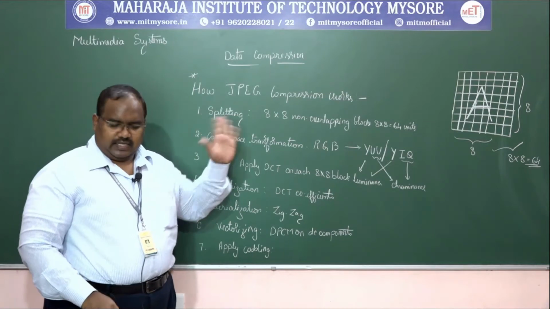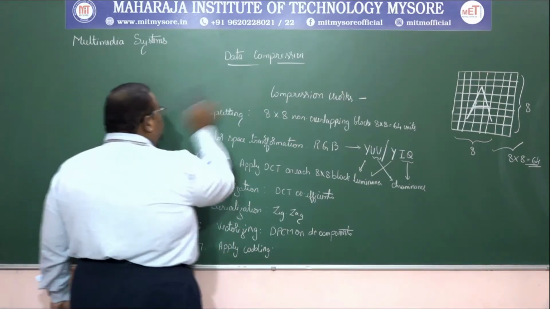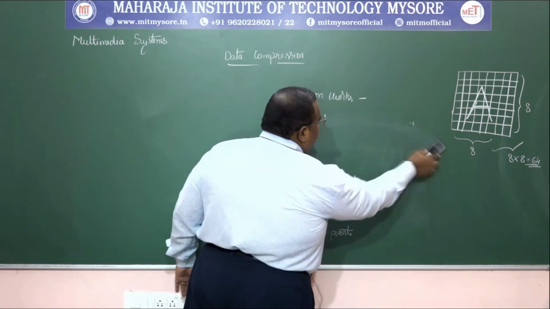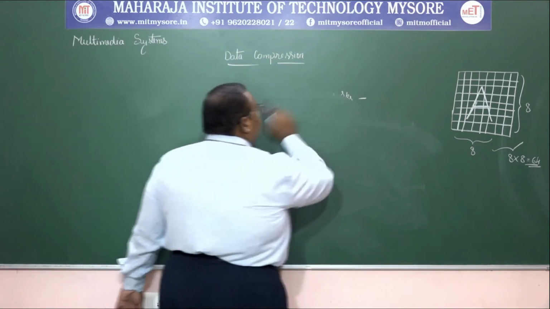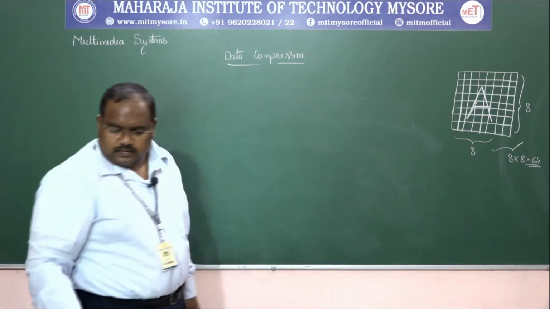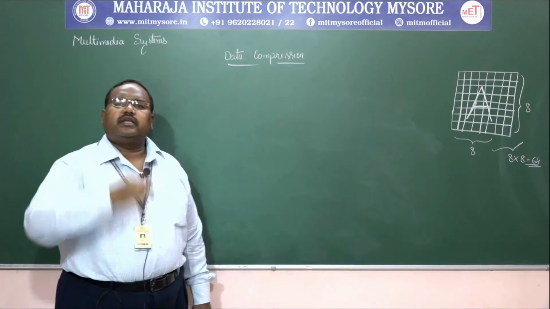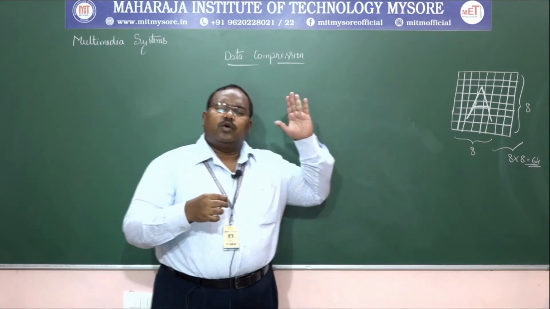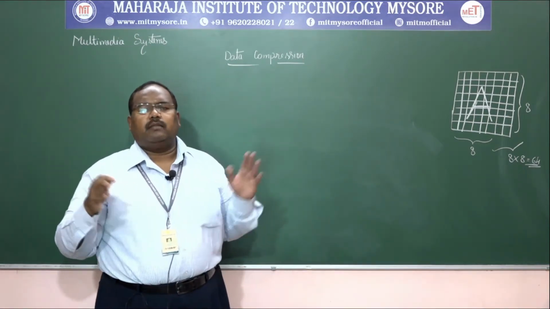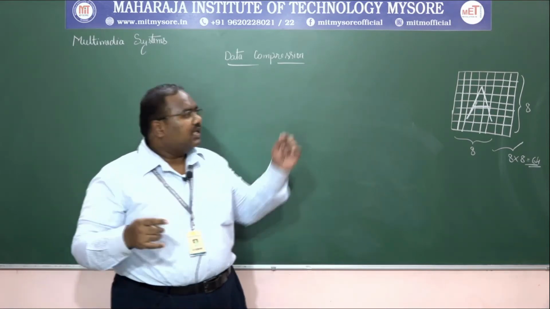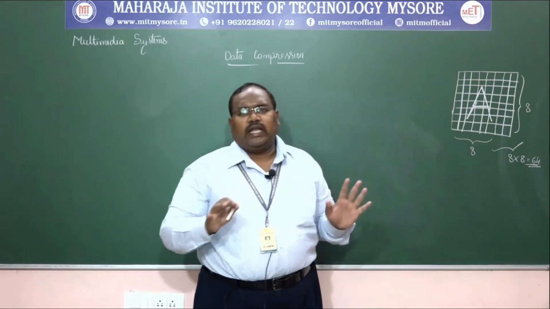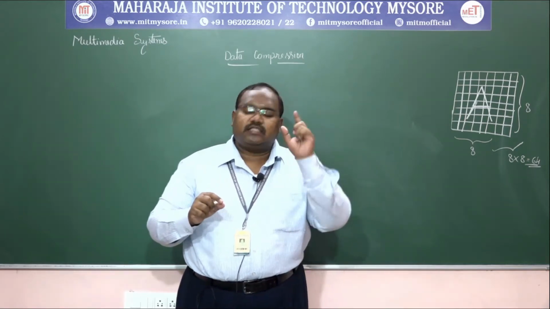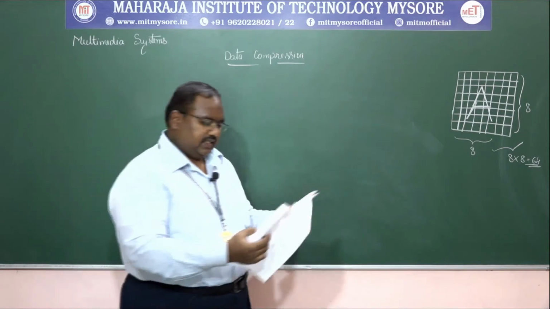Let us take an example and look into it. So what do we do initially? Initially we need to split the image into 8 cross 8 non-overlapping blocks like this. When we split an image into an 8 cross 8 matrix of non-overlapping blocks, each block has its own value, based on the contents of the image. Let us write a matrix like this.